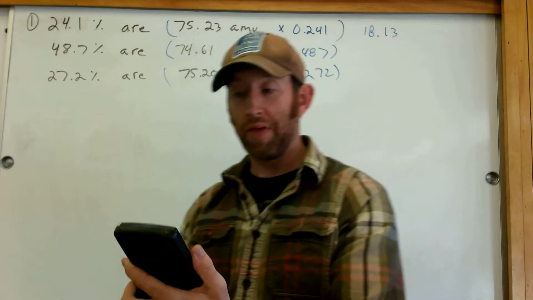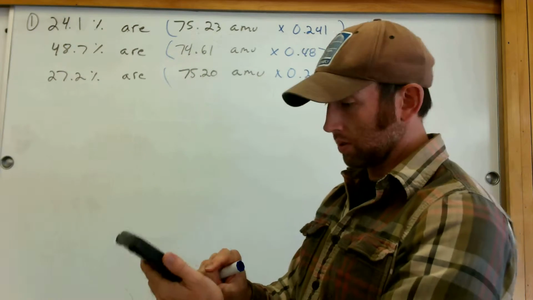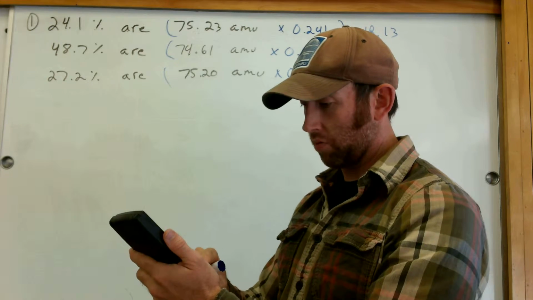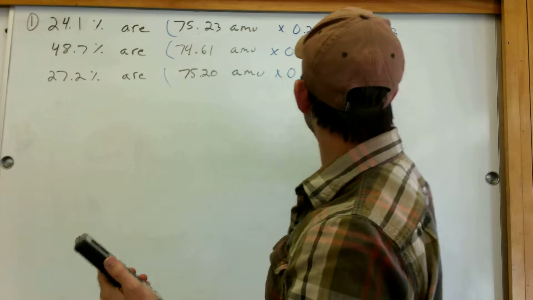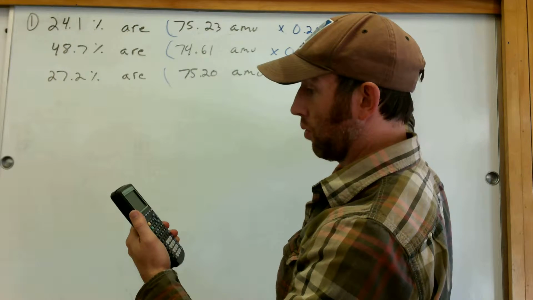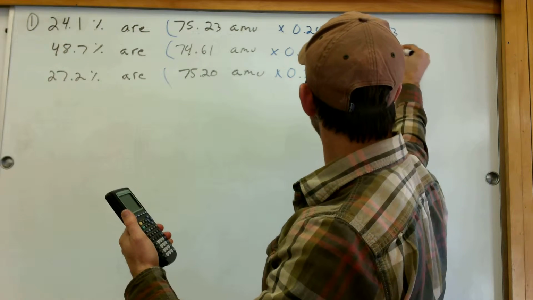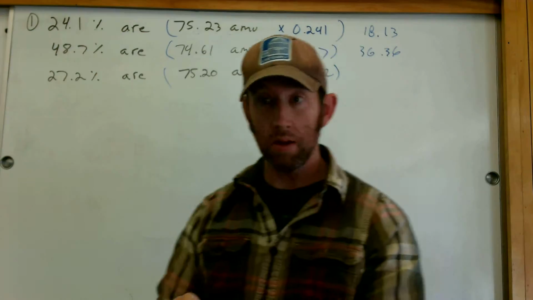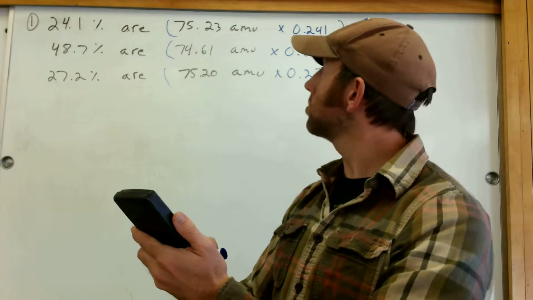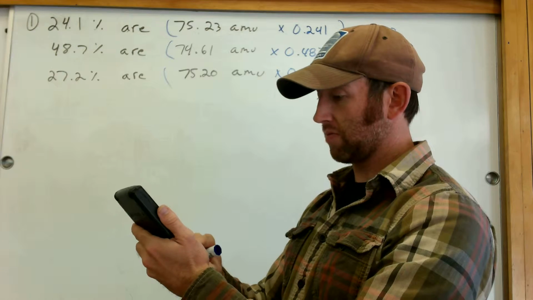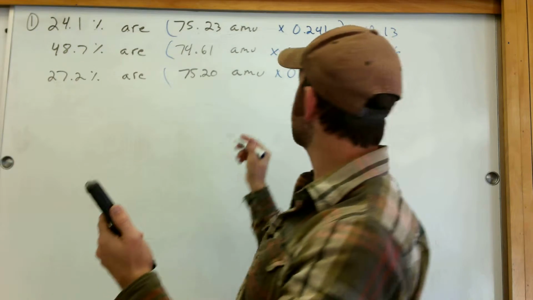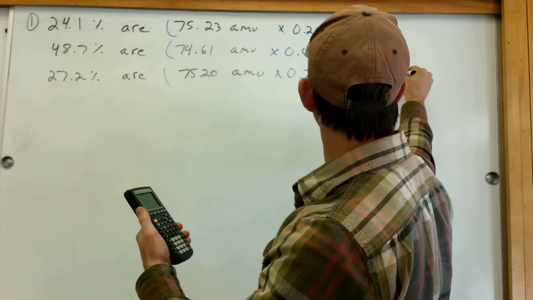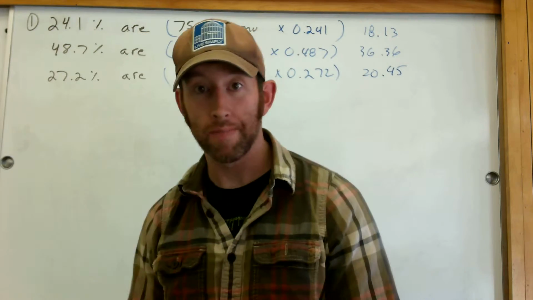All right, then I'm going to go 74.61 times 0.487. That gives me 36.36 if I round that, and then 0.272 times 75.20, that gives me 20.45.